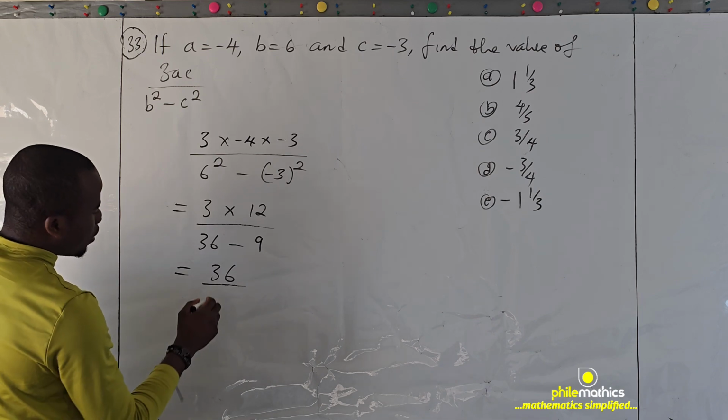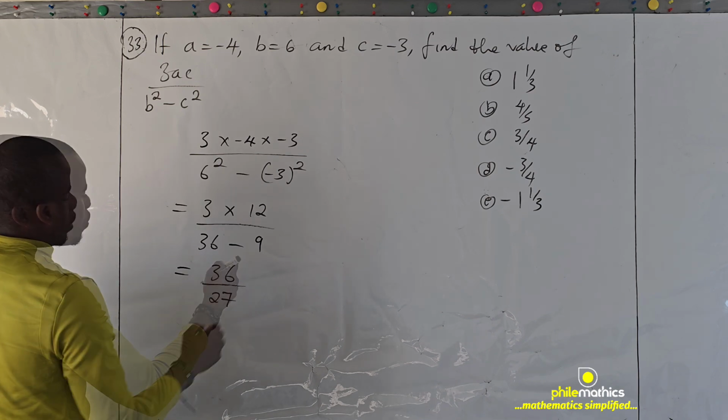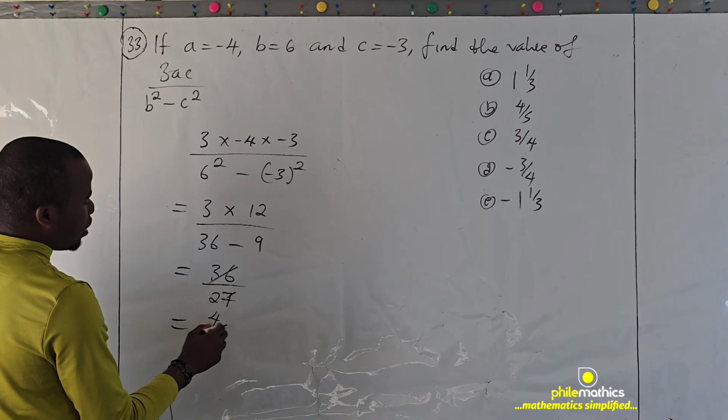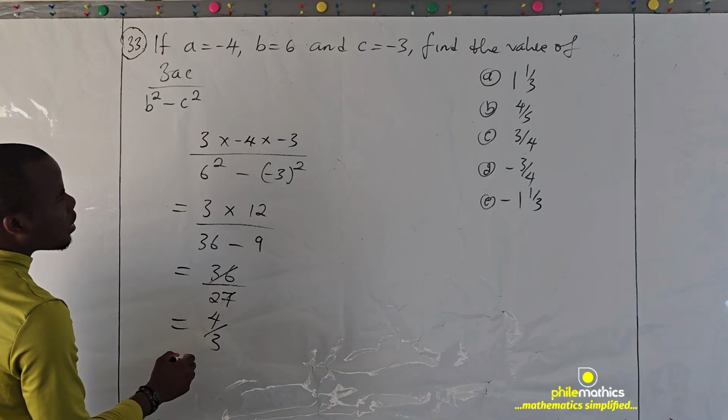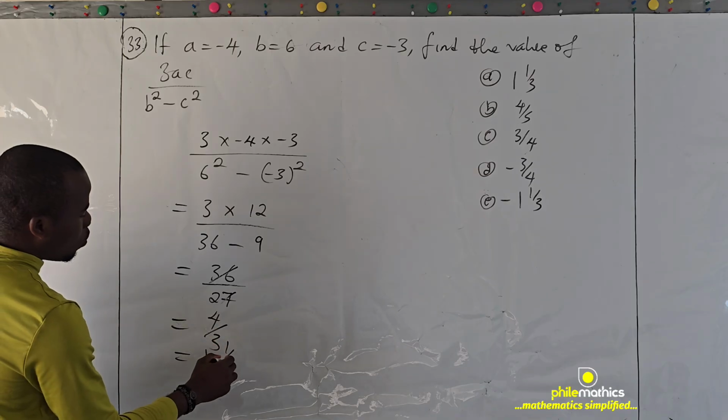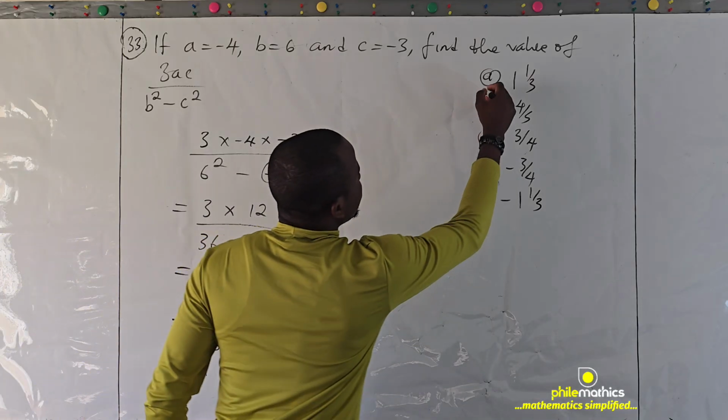36 minus 9 is 27. 9 can go, 9 here is 4, 9 here is 3. And this is one whole number, 1 over 3, which is A.